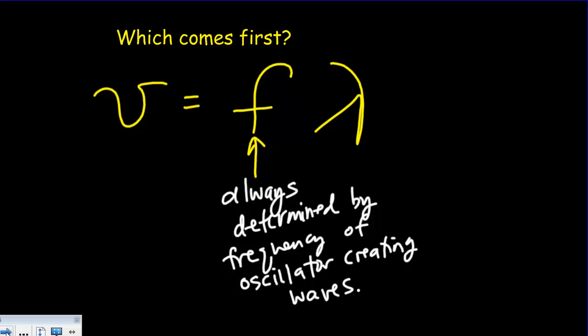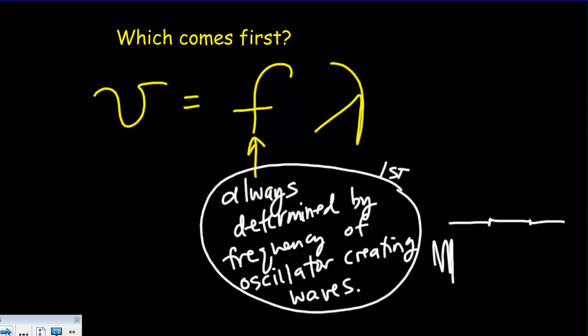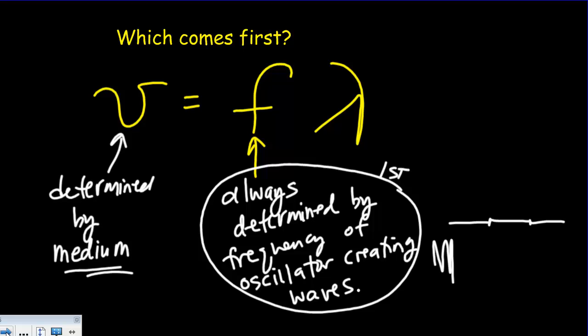So for instance, if you have 10 slinkies together, and they're all different types of slinky, and you generate a wave by moving your hand up and down at a certain frequency, then you'll find that the frequency stays the same no matter how many different sections of slinky you go through. The frequency doesn't change. So this is what comes first. Then, of course, the speed will be determined by the medium. And then once you've got those two, this one falls into place.